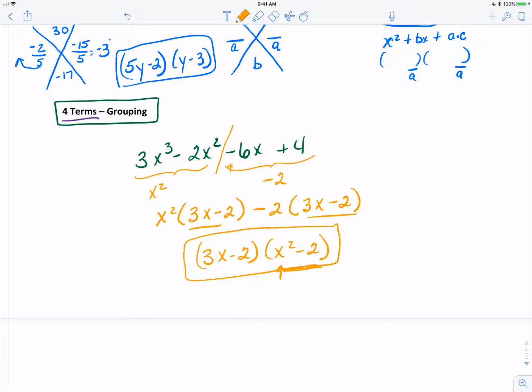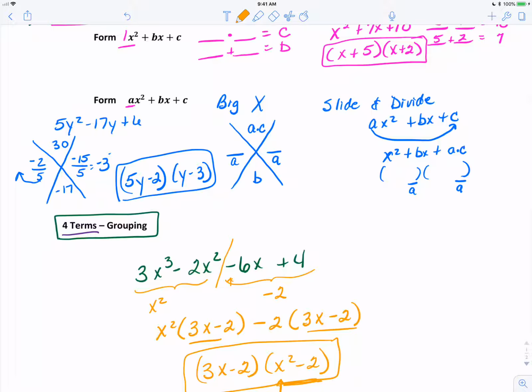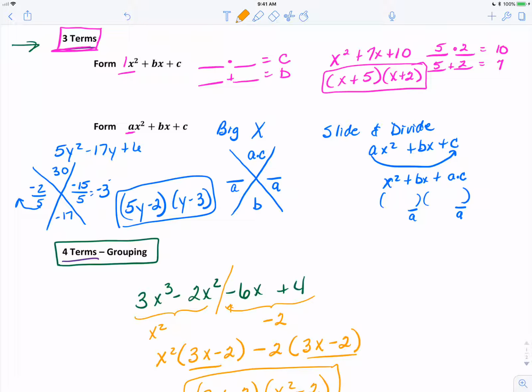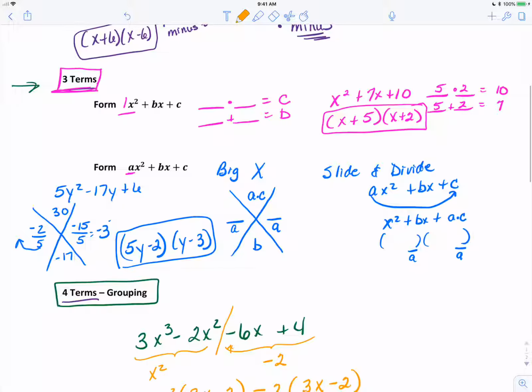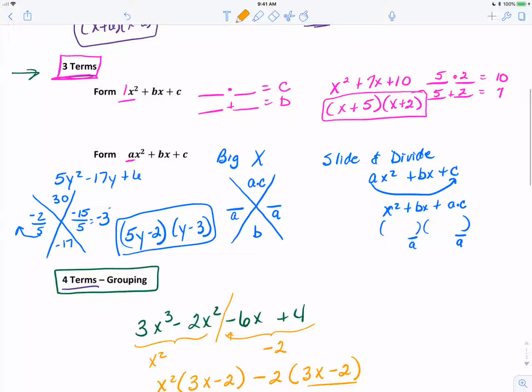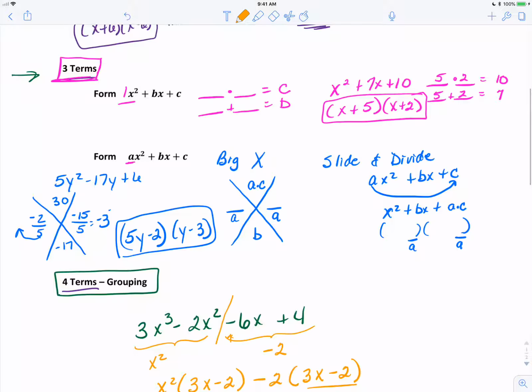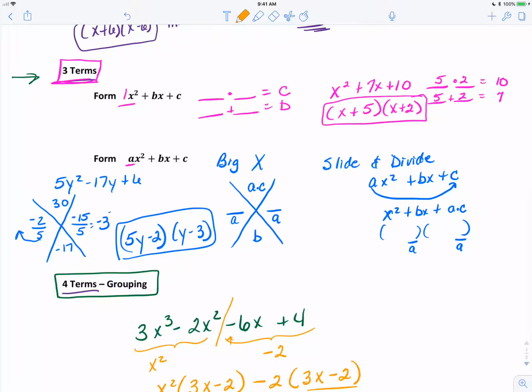So hopefully this is helpful, just going over all the different ways that we learned to factor. Once you do your GCF, then the next thing you do is look at the number of terms and learn how to factor from there. So hopefully it's helpful when it comes to your exams.